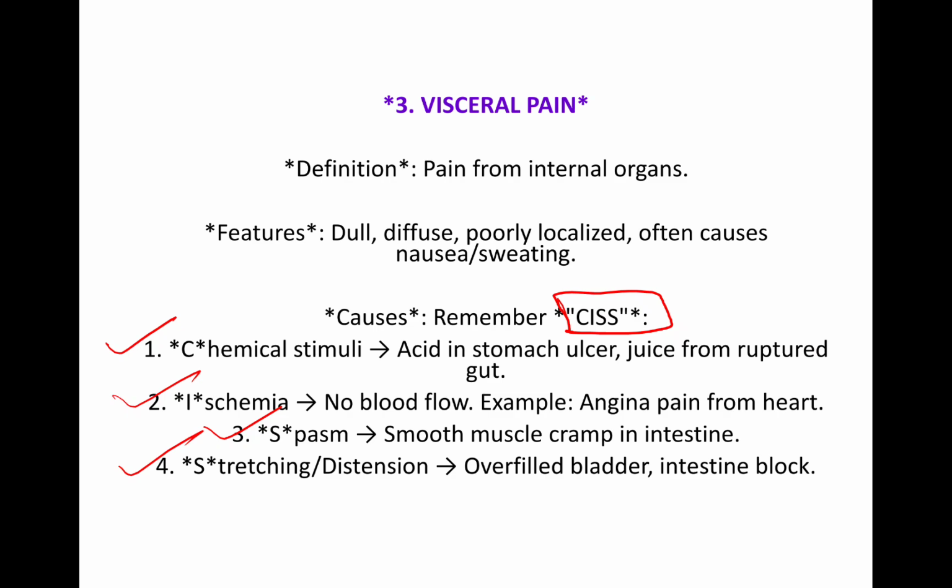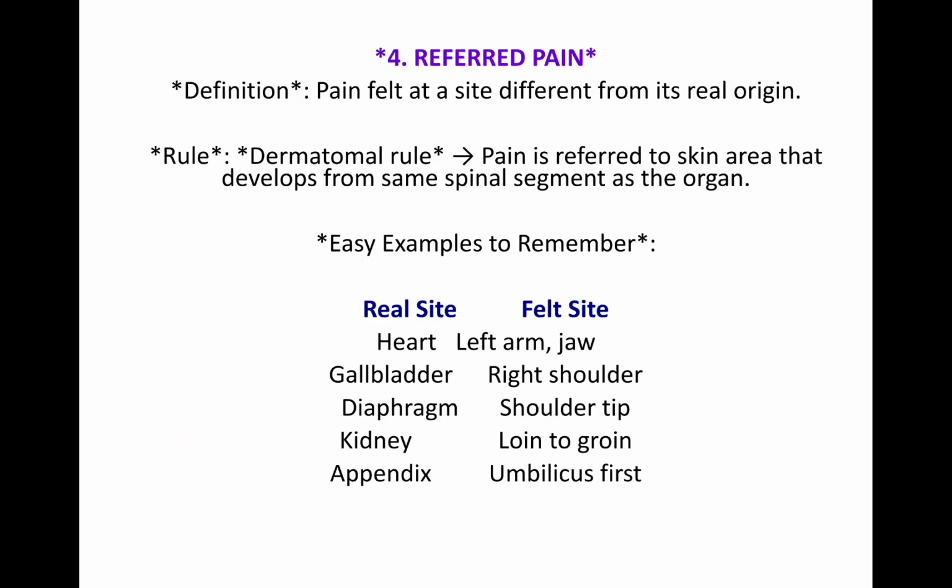So these are the four causes: CIS, which is chemical stimuli, ischemia, spasm, and stretching or distension. Okay. Now, referred pain, we also discussed it, right? Pain at a site is felt different from the site of the actual origin. Now, the rule here is the dermatomal rule. Pain is referred to a skin area that develops from the same spinal segment as the organ. So, the spinal segment is the same for the skin area and the organ.